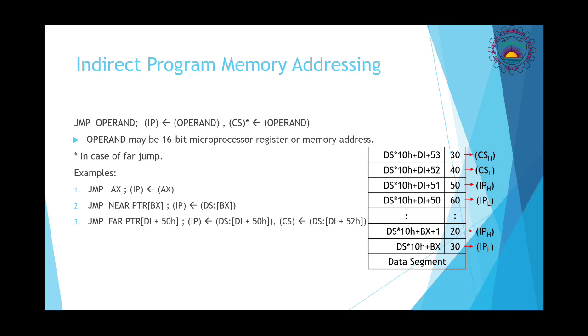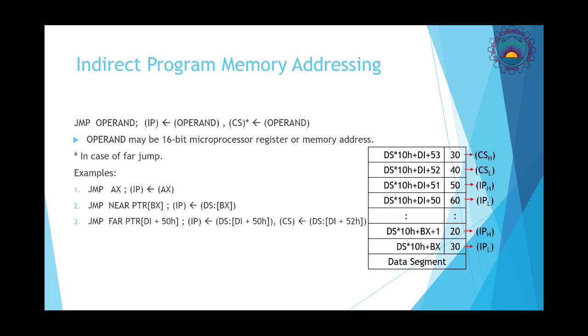Second example is jump near pointer within square bracket BX. Now we have mentioned that this jump is of near type, and the new value for IP will be loaded from a data segment. At offset BX, within data segment a word is present, and that word will be moved into IP.